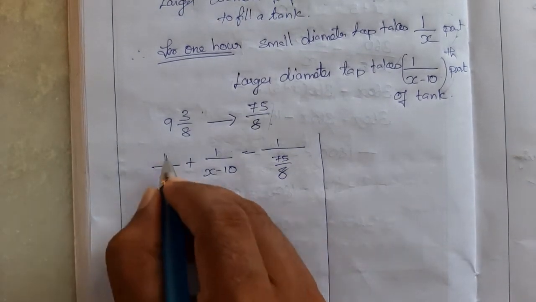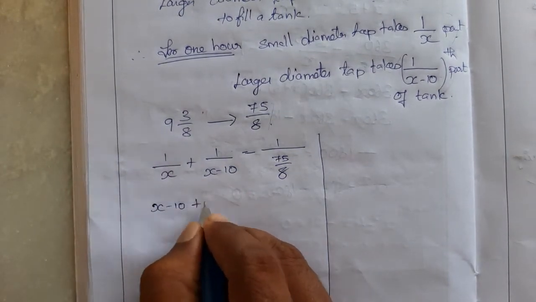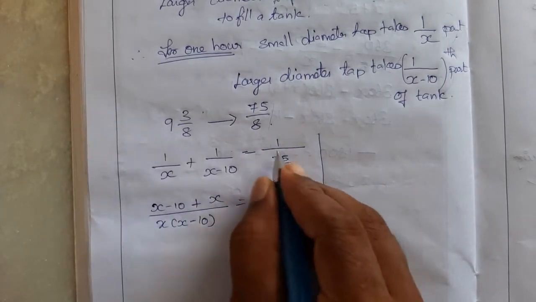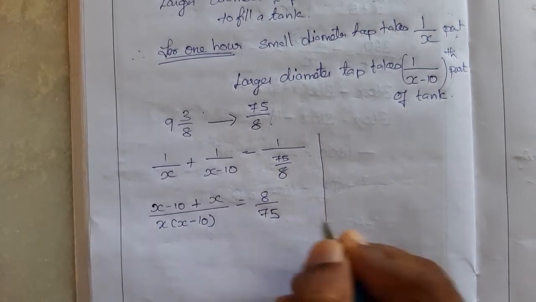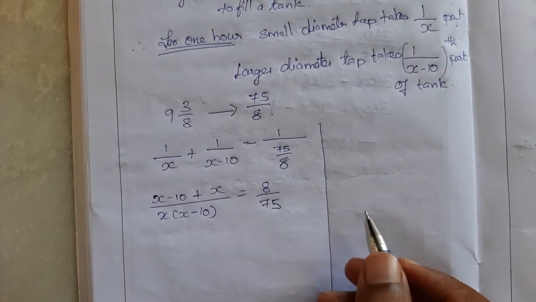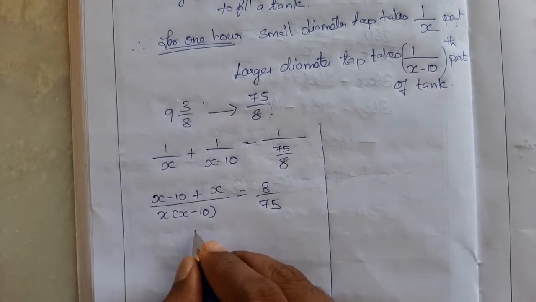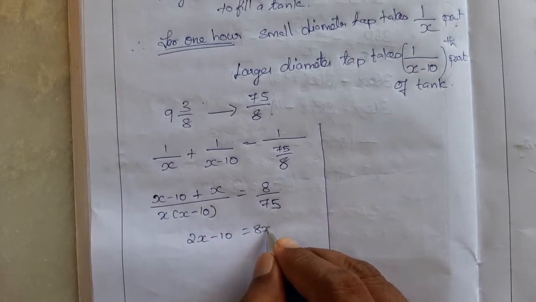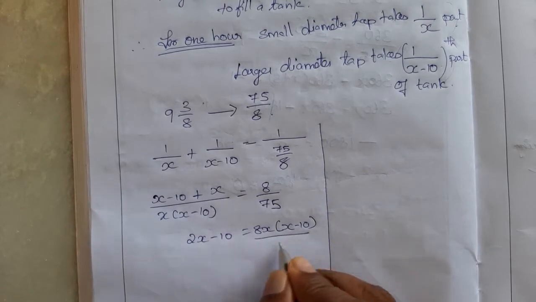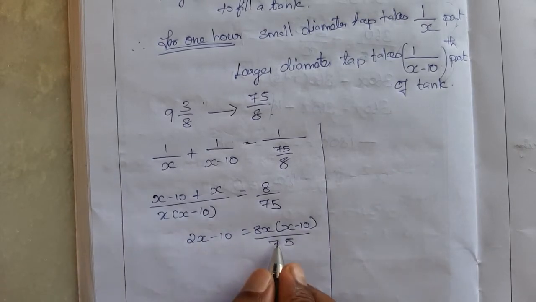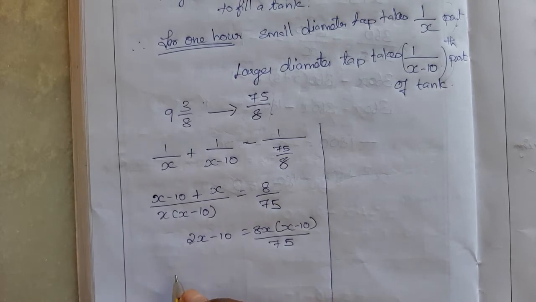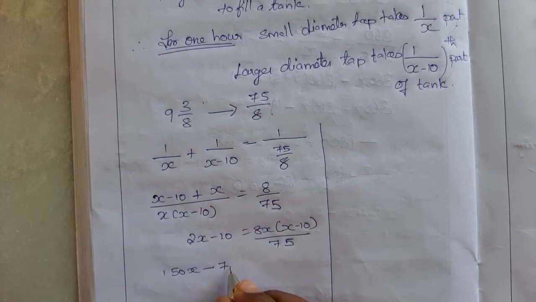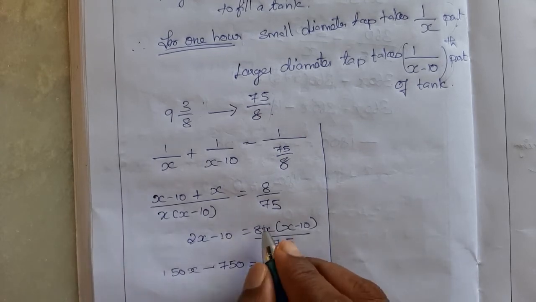So just by cross multiplication, x minus 10 plus x divided by x into x minus 10 is equal to, it will become a reciprocal, right? 8 by 75. So here it will become x plus x is 2x, 2x minus 10 is equal to, let me take this side, 8x into x minus 10 divided by 75. So next step I will take the 75 here. 75 into 2 is 150. 150 x minus 10 into 75 is 750 is equal to, then we will multiply it.